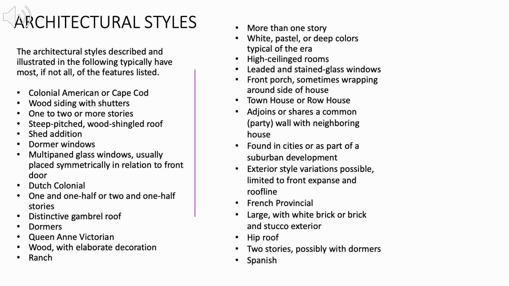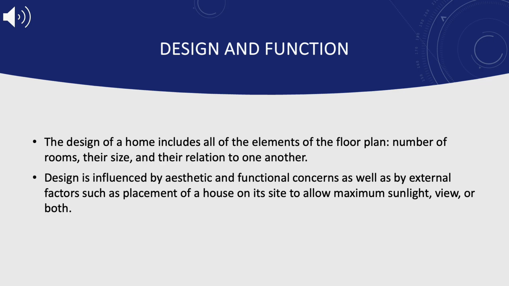Townhouse or row house. Adjoins or shares a common party wall with neighboring house. Found in cities or as part of a suburban development. Exterior style variations possible, limited to front expanse and roofline. French provincial. Large, with white brick or brick and stucco exterior. Hip roof. 2 stories, possibly with dormers. Spanish. Design and function. The design of a home includes all of the elements of the floor plan, number of rooms, their size, and their relation to one another.